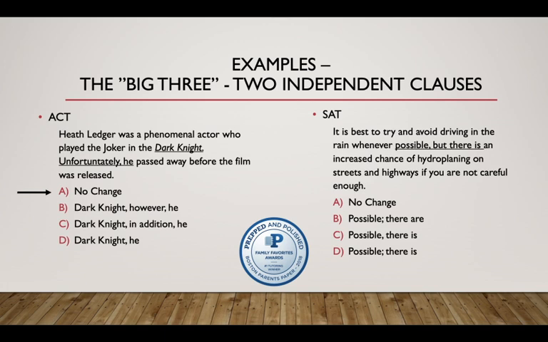Well, if we get rid of A, we have B, C, and D left. Looking at B, semicolon, it's kind of like a period. There are increased chance of hydroplaning. There are an increased chance. I thought it would be there are increased chances, right? C has a comma. There is an increased chance.